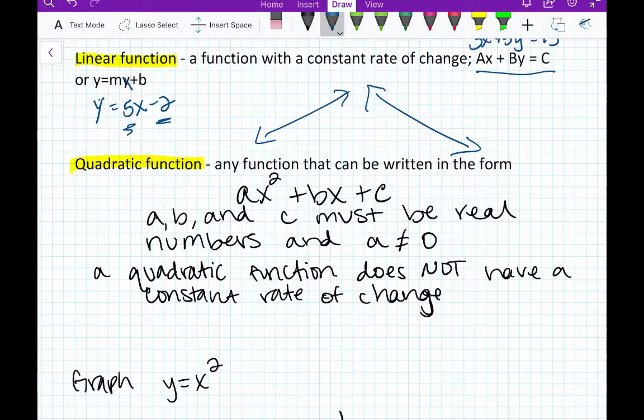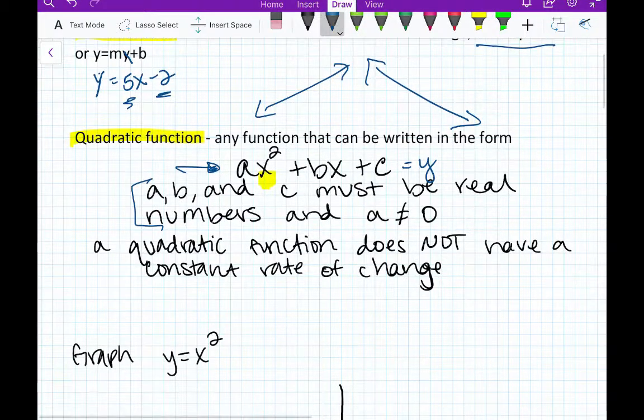A quadratic function is any function that can be written in the form ax squared plus bx plus c, and that would be equal to y. And we've been working with this, but we haven't really talked about what a quadratic function is. It's important to know that a, b, and c have to be real numbers, which are the only numbers we've been working with in this class. But also a can't be 0, because if a is 0, then this term goes away and it just becomes a linear function. So a cannot be 0, otherwise it's not a quadratic function. In other words, you have to have this x squared piece.